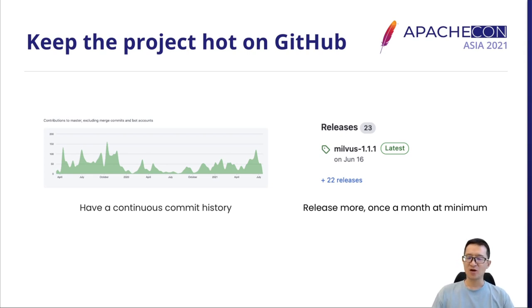I'm not sure, but I get a feeling that a continuous commit history plus how often you make a release will certainly impact the recommender algorithm of GitHub. If your project is more active, it will be more likely to be picked up by GitHub trending. So keep the project hot on GitHub. It not only shows how active it is, but also attracts more people to join the community. If by chance it gets picked up by GitHub trending, you will get more traffic into your open source repo, and that definitely helps a lot.